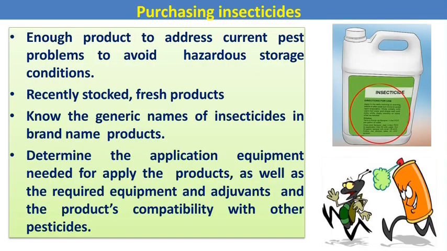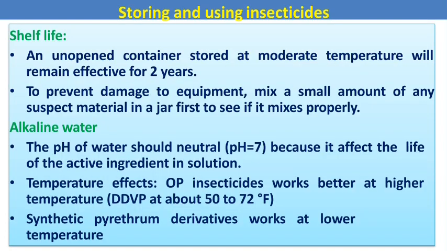Second is purchasing insecticide. At the time of purchasing, we should read about all the related things about the insecticide available in the market that will be used against that particular insect pest, to address current pest problems and avoid hazardous storage conditions. Buy recently stocked fresh products, and know the generic names of insecticides in brand name products. Then determine the application equipment needed for the products, as well as the required adjuvants and the product's compatibility with other pesticides. These are some of the things regarding purchasing insecticide.